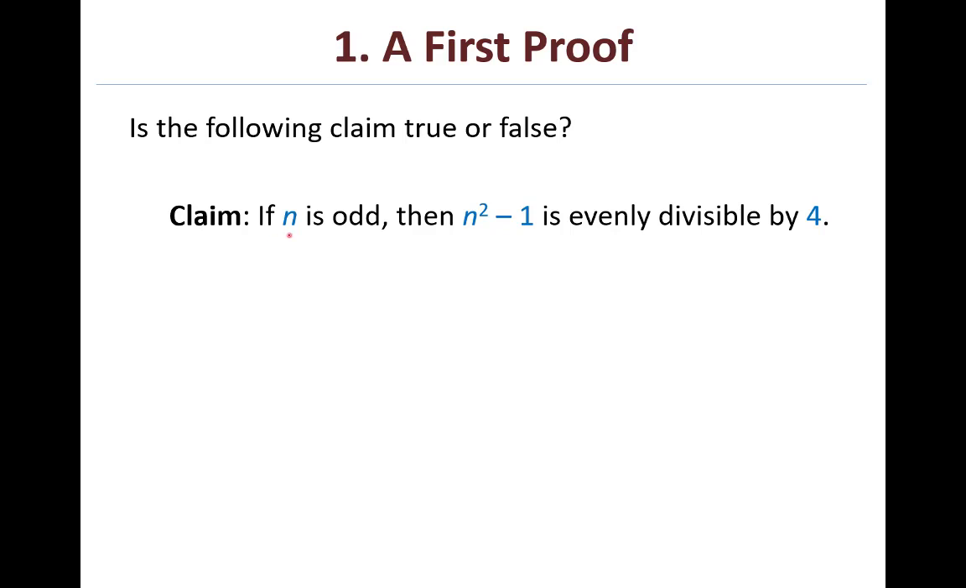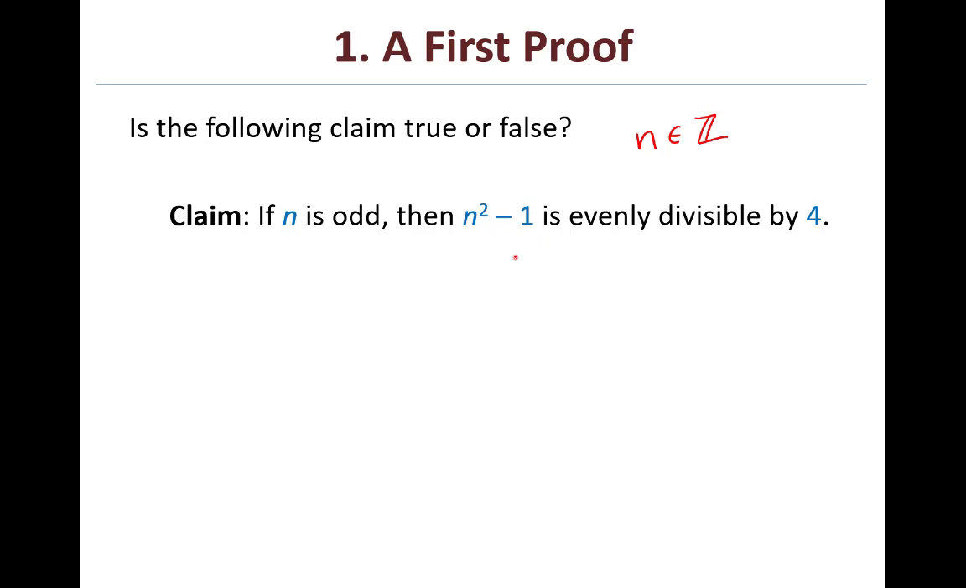Claim: if n is odd, then n squared minus 1 is evenly divisible by 4. What do you think? Maybe try some examples. So we have to put in an odd integer. Oh, and since I'm talking about odd or even, then we know that the variable n is in my set of integers. If n is odd, then n squared minus 1 is evenly divisible by 4. What do you think? If you try 1, 3, 5, 7, try some odd numbers, what do you get?